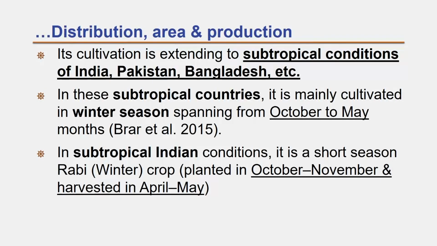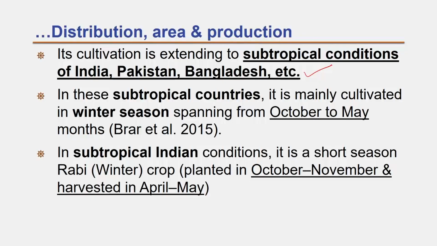Distribution continues. Its cultivation is extending to subtropical countries of India, Pakistan and Bangladesh. So basically it is a crop of temperate regions, but it is slowly getting entry into subtropical and tropical countries also. In these subtropical countries it is mainly cultivated in winter season, spanning from October to May. In subtropical Indian conditions, it is a short season rabi crop, that is in winter, and grown from October, November to April and May.